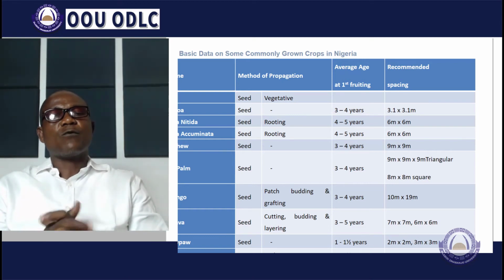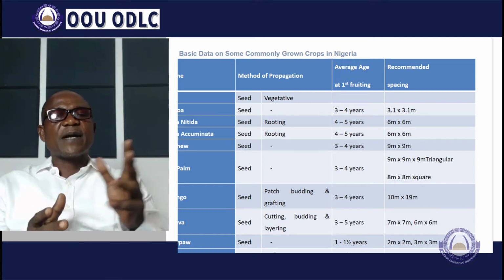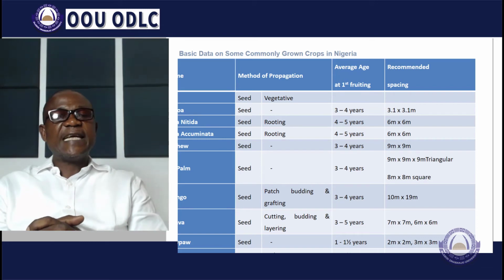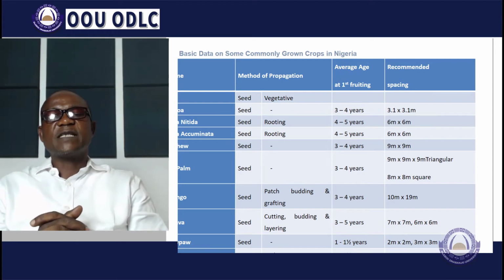Cocoa is the first one there. Cocoa is propagated through seed or vegetative means. Age at first fruiting is 3 to 4 years. Spacing is 3 meters by 1 meters.